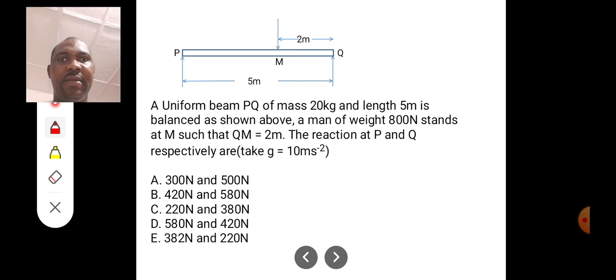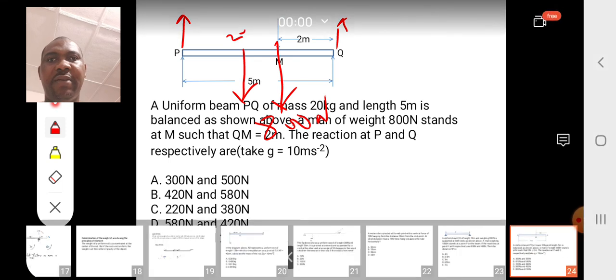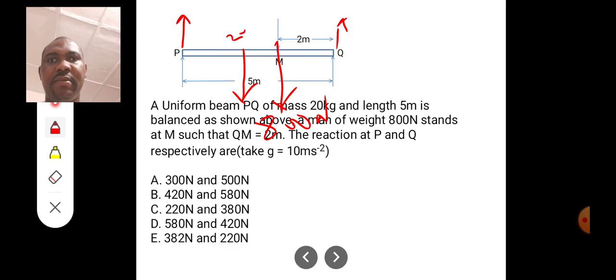Now in this case here, the weight acting downwards is 800 newtons. This is the reaction at P and Q here and here. And the weight of the ruler is 20 kilogram. 20 kilogram means 200 newtons, so it must be at the center. This is the center here. The center means that the mark will be 2.5. So we have 200 newtons as the weight.